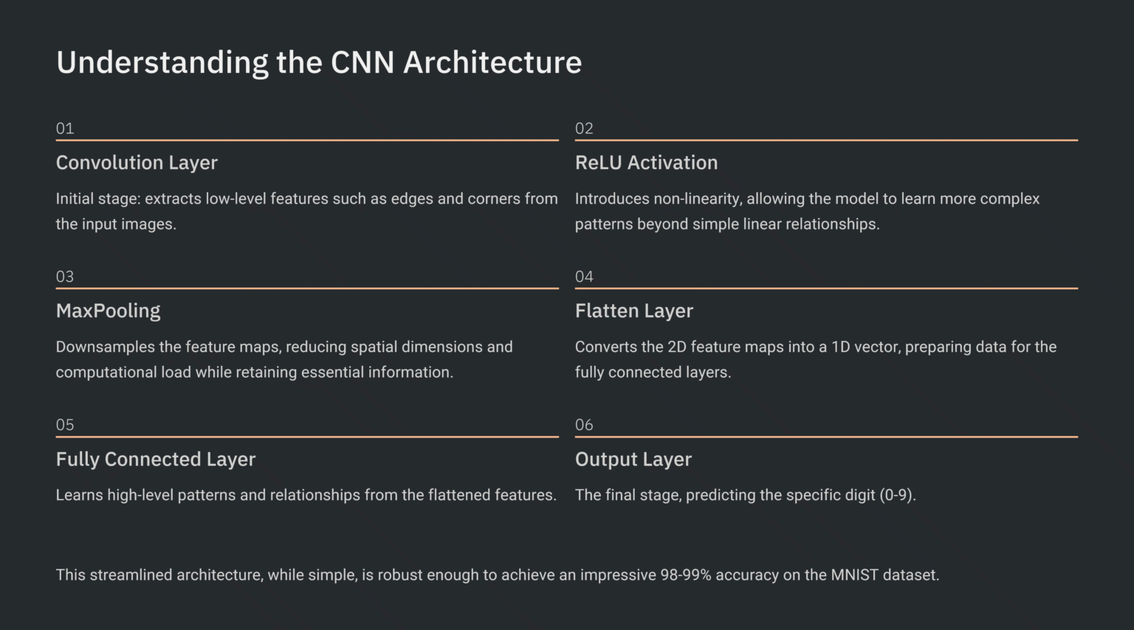After that, we use a flatten layer which converts the extracted feature maps into a one-dimensional vector. Finally, we pass this vector through fully connected layers. These layers learn high-level patterns and relationships, basically deciding which digit the features match. The last layer predicts a value from 0 to 9. Despite being simple, this architecture can reach nearly 99% accuracy.